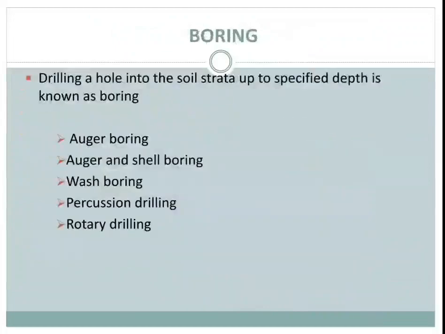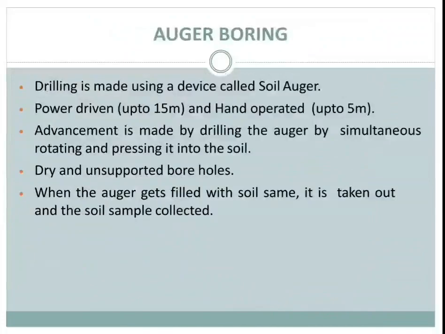Next is boring. Drilling a hole into the soil strata up to a specific depth is known as boring. There are methods of boring: auger and shell boring, wash boring, percussion drilling, and rotary drilling. Auger boring is suitable for partially saturated sand, silt, and medium to stiff cohesive soil.